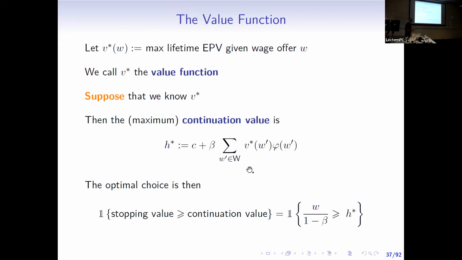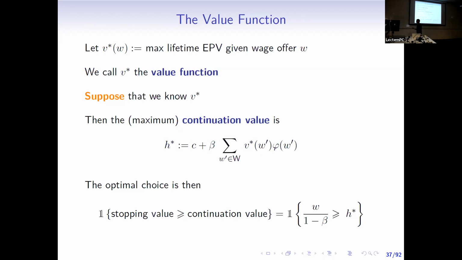So if we know the value function, then I can work out the continuation value. If I wait until tomorrow and get W prime, then V star of W prime is the value that I get from tomorrow, given that I'm acting optimally. I'm going to take an expectation because I don't know what W prime I'm going to get, but I do know the distribution. So I take an expectation, I discount it. I also get unemployment compensation if I decide to wait. So that's my continuation value. That's the value I get if I decide to continue.